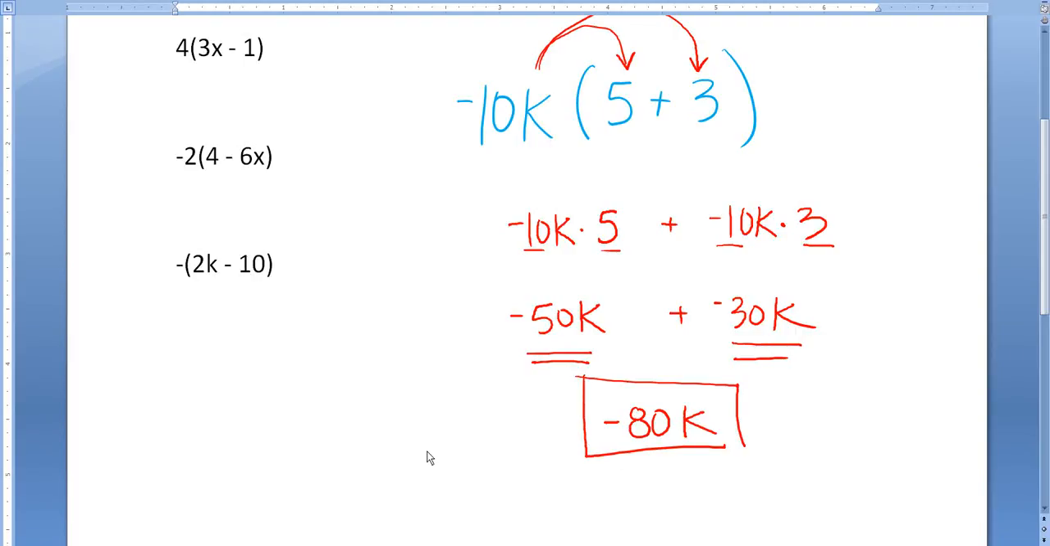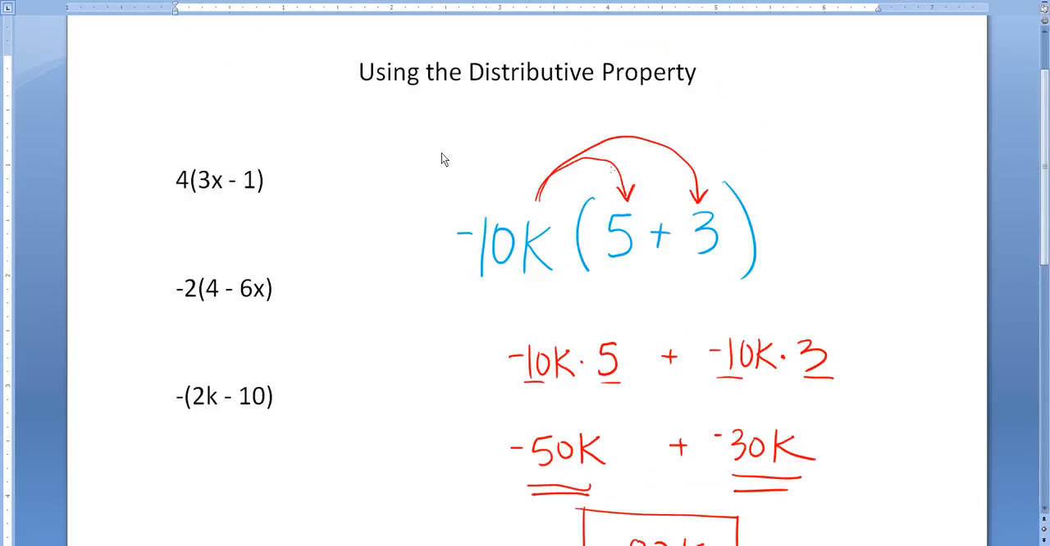So have fun with the distributive property. Remember, what we're doing is this was 4 times this quantity. So we're distributing this 4 through multiplication to each piece.